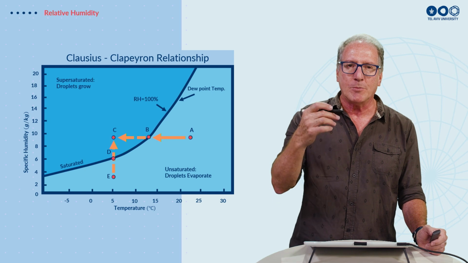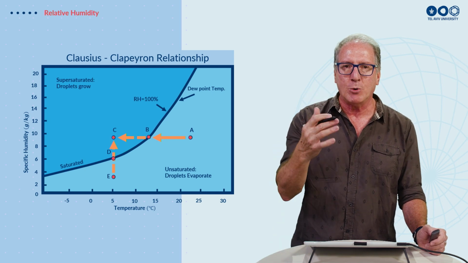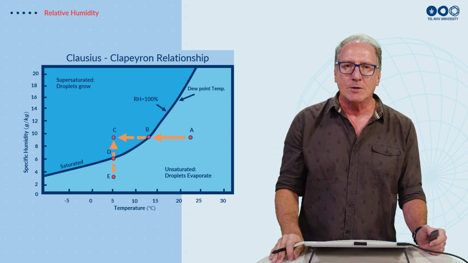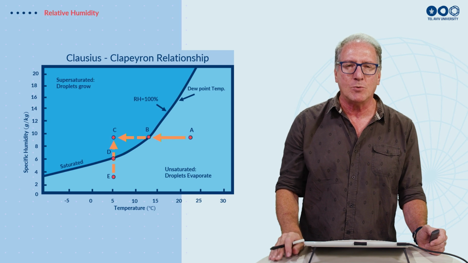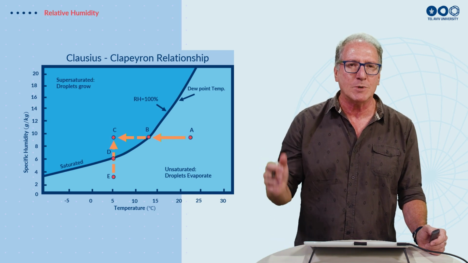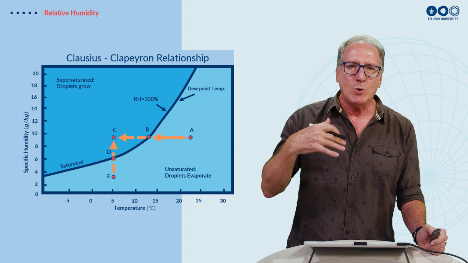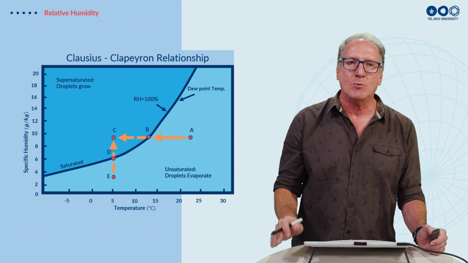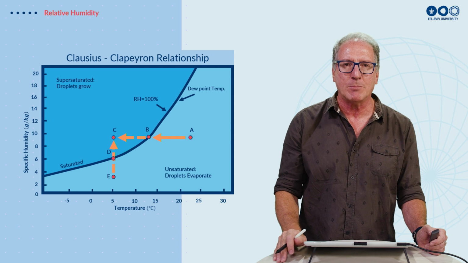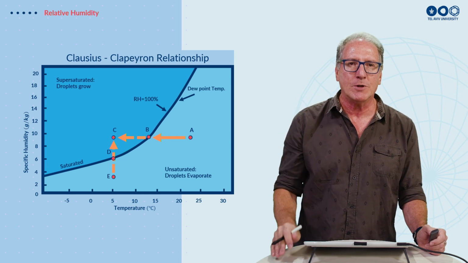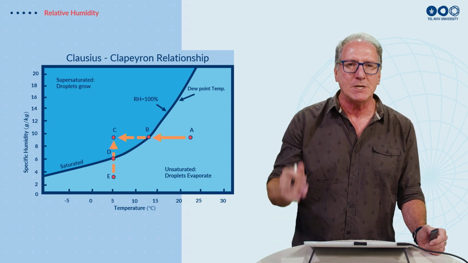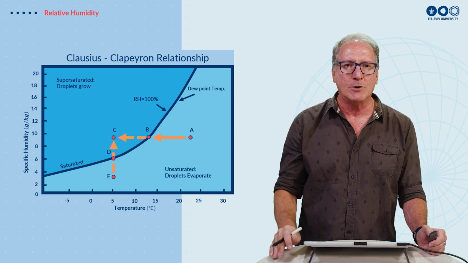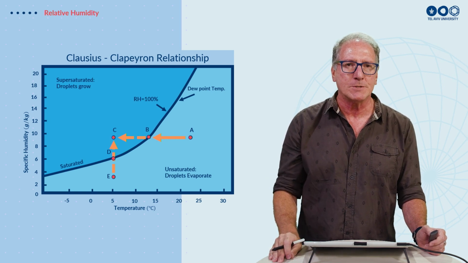So we can go from E, D, C. At the point E, we have no cloud. We're underneath the line, so we're not saturated, maybe relative humidity of 60%. If we add more moisture now, we'll eventually get to D, and then we'll be saturated and we'll start to see droplets form. And if we move further, we put more and more moisture, we go up to C, again the cloud will simply grow and we'll get larger droplets.